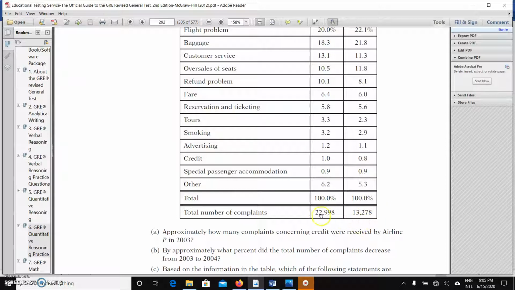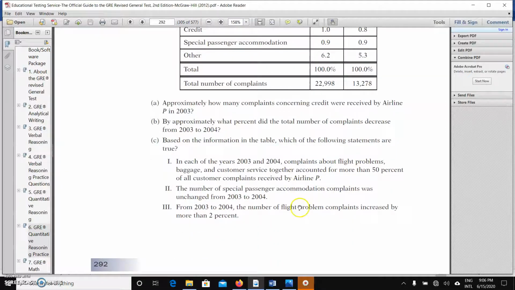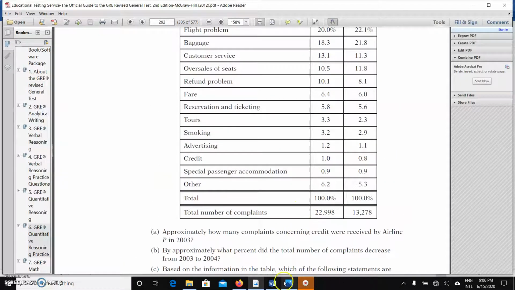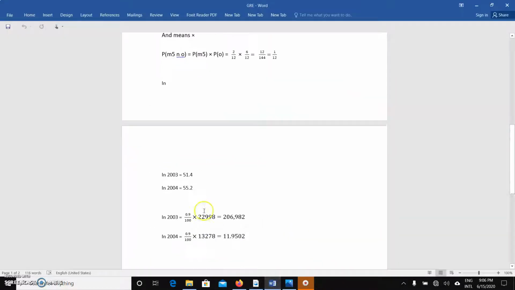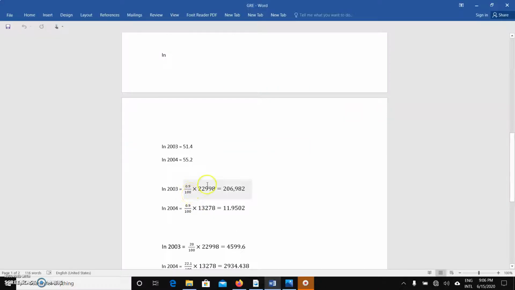And if you look at the values, this is quite higher than this, so it can't give you the same thing. The value that you get for this one is smaller than this. So let's check my calculation. For 2003, 0.9 times 100, this is the value for 2003, right? So you're going to get about 207,000, 206,982,000. That's what you're going to get for 2003.